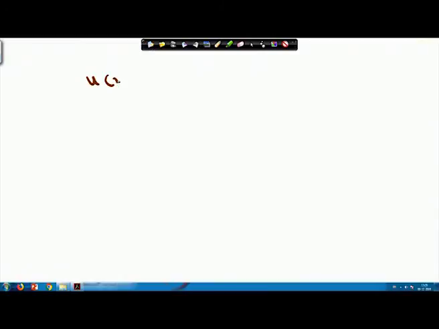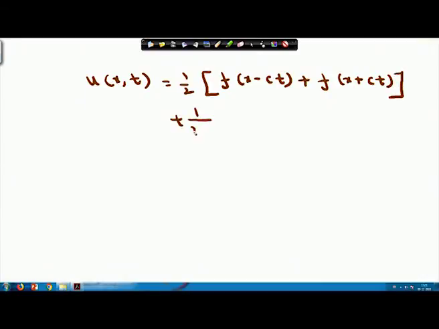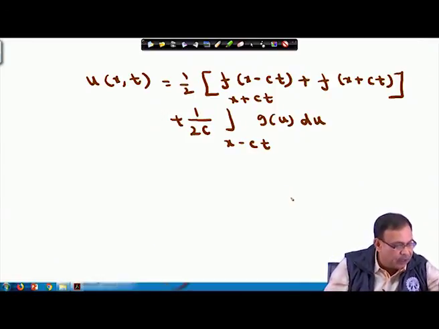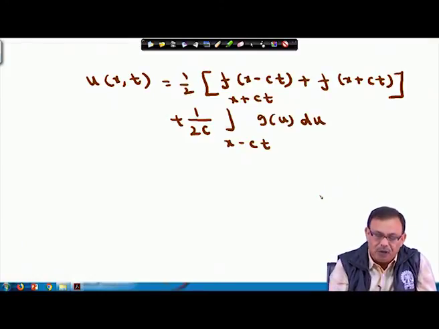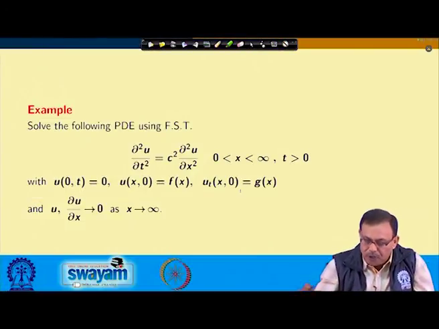So, the ultimate solution u(x,t) will become half into f(x minus ct) plus f(x plus ct). This is one part, plus 1 by 2c into that particular equation will be changed to the integral from x minus ct to x plus ct of g(u) du. So, you see the advantage here, ultimately we are bringing it into a process where we can represent it as a function of f and g, so that if I know f and g, I can tell what the exact value of u(x,t) is.